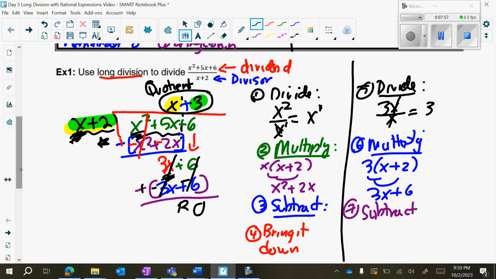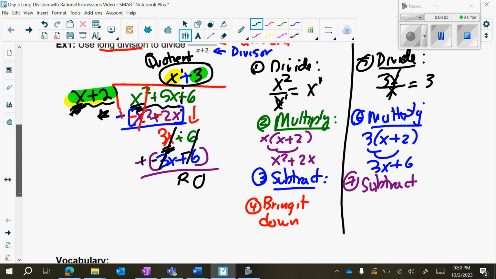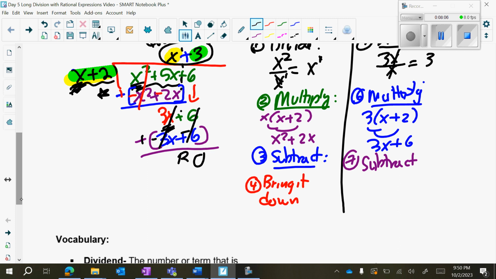Wait a minute, I feel like we knew that already. If you look back to number 2, didn't we say we were going to get a quotient of x plus 3? We did, right? So here's a longer way of doing it. Now, because the remainder is 0, this means that x plus 2 is a factor of the numerator, x squared plus 5x plus 6, because the remainder was 0, meaning there's no remainder.